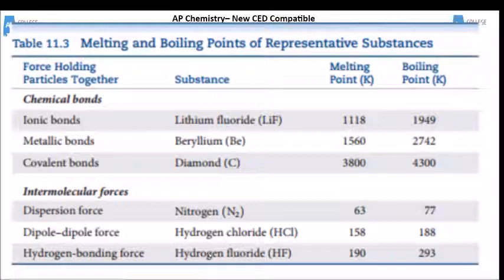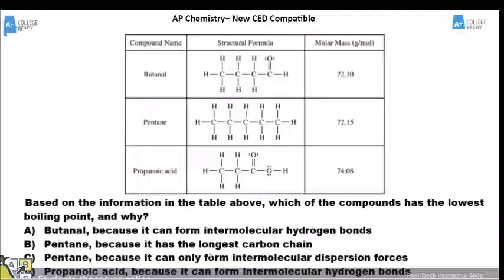But then if you look at the intermolecular forces, you'll notice the stronger the force of attraction, and in general, hydrogen bonds are stronger than London dispersion forces, and hydrogen bonds are stronger than dipole-dipole forces, the higher the melting and boiling point. Although there are some exceptions to that. So look at these three molecules. Who's going to have the lowest boiling point?